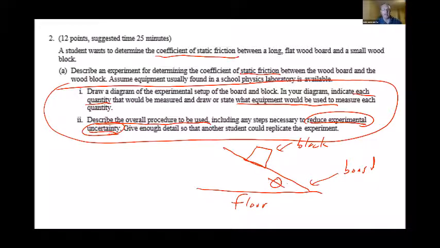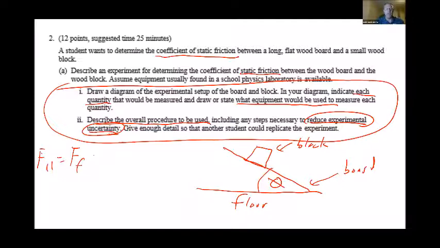And I'm going to label that theta, some angle. So the way that I'm going to do this is I'm going to slowly raise up that board and increase this angle right here until that block just starts to move. At that point, the parallel component of the weight is essentially equal to the frictional force.